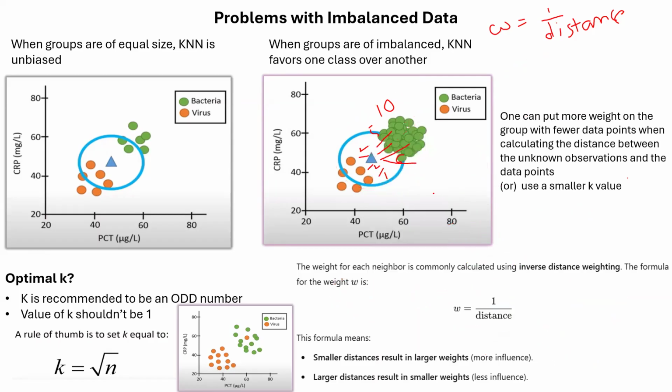Okay. So now what is the optimal value of K? K is recommended to be an odd number. Why does K have to be an odd number?